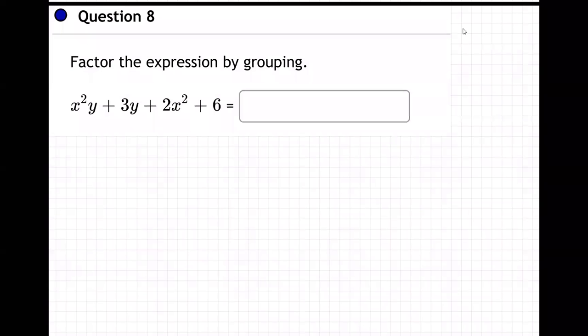Okay, so on this one, we're factoring by grouping. And what do we mean by factoring by grouping? Well, notice how we have 4 terms, right? Whenever you have 4 terms, like this is the first time we've had 4 terms, right? 1, 2, 3, 4 terms. 4 terms. Group 2 and 2.